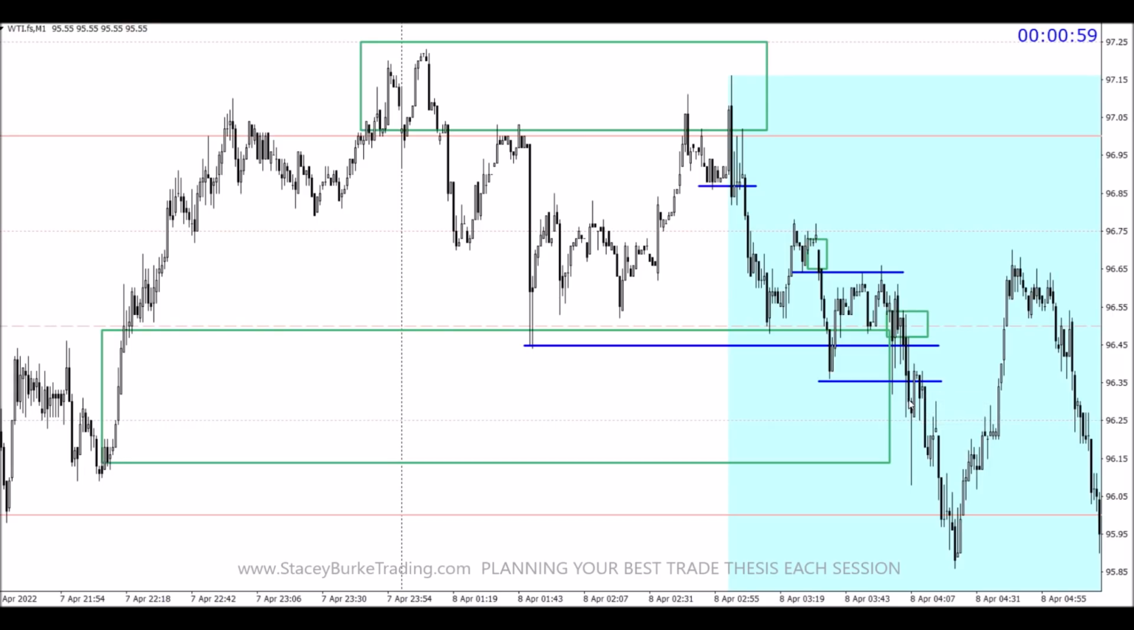And again, this pin took me out. I put a 25 pip target in. I knew it could fail inside of this level. It continued down. I didn't care. I was quite happy to lock it in.